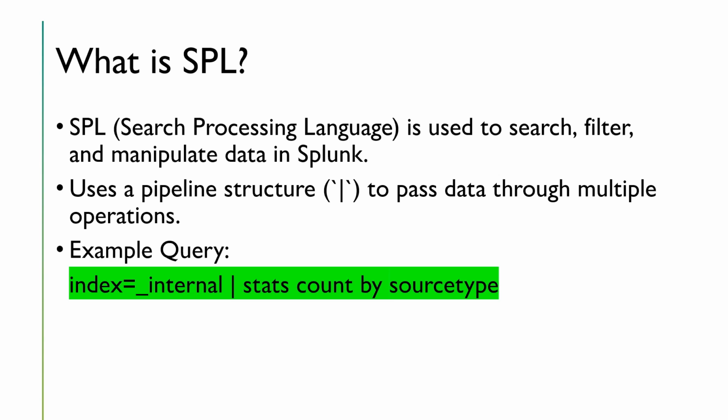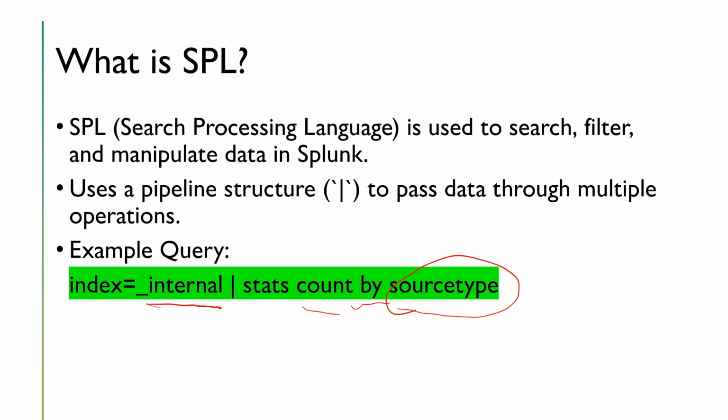When you start writing SPLs, you'll get to know that it follows the pipeline structure. You write the first command, and then for another command you put the pipe. So it basically follows the pipeline structure. For example, if you see the sample query here, it's pulling out the data from the index internal, and it's taking the count by grouping the results by the source type. So it's very similar to SQL queries. There you have the function called group by, and here it's just the by clause. So that's how you write the SPLs.